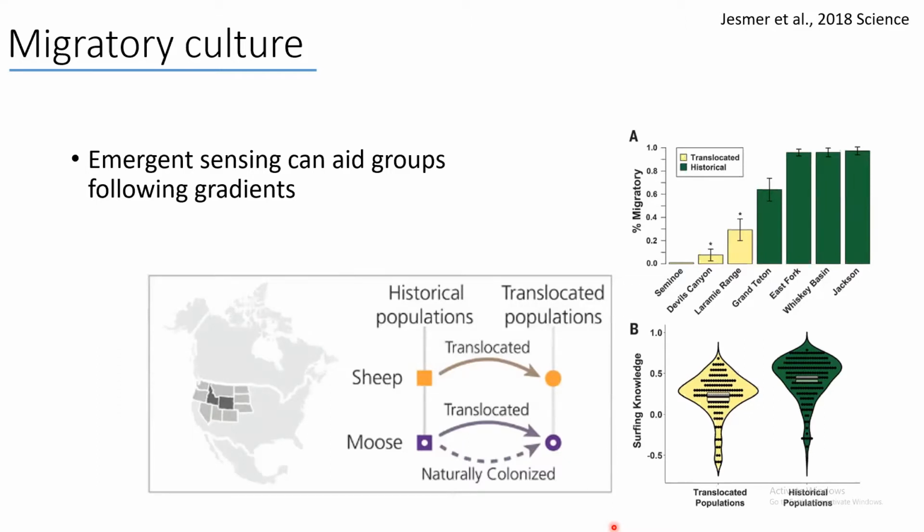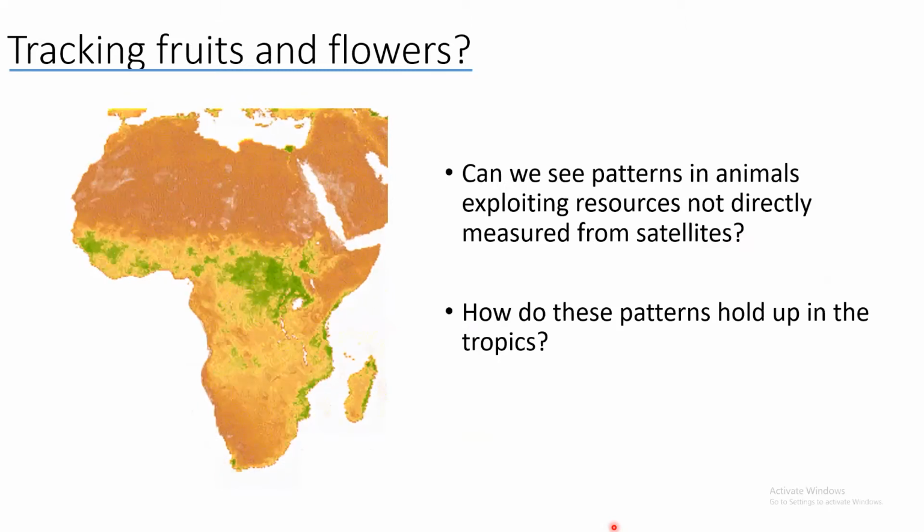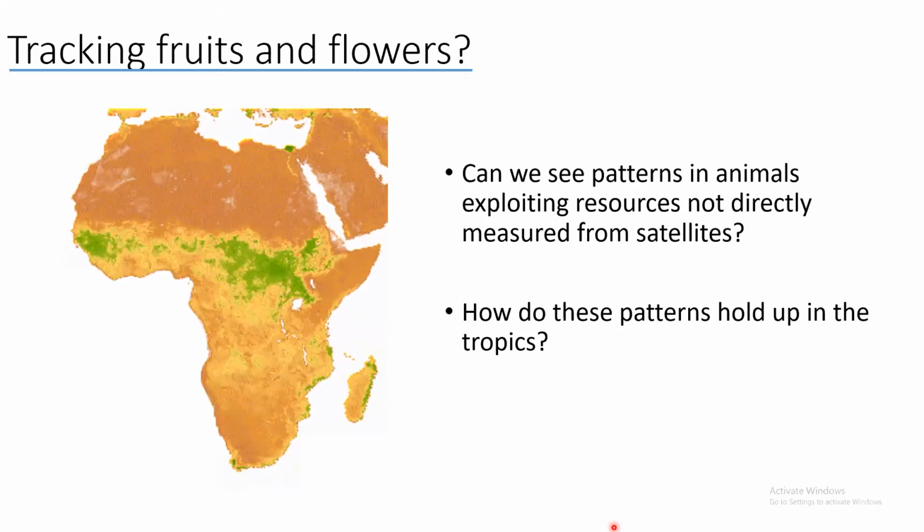And so it's possible that this green wave surfing or resource tracking through the environment can be lost if you have a loss of this information in the population. And so it suggests that there's a strong social aspect with some species to how they're able to follow these resource waves.